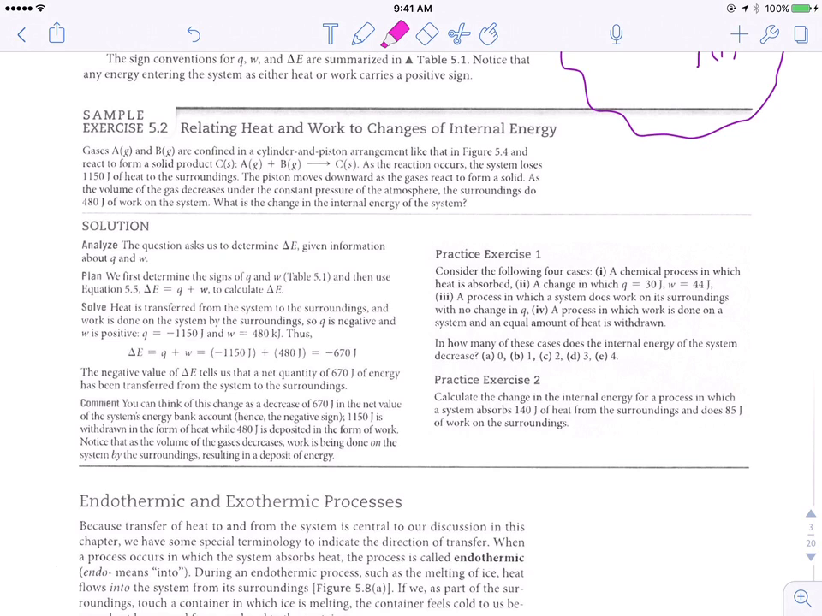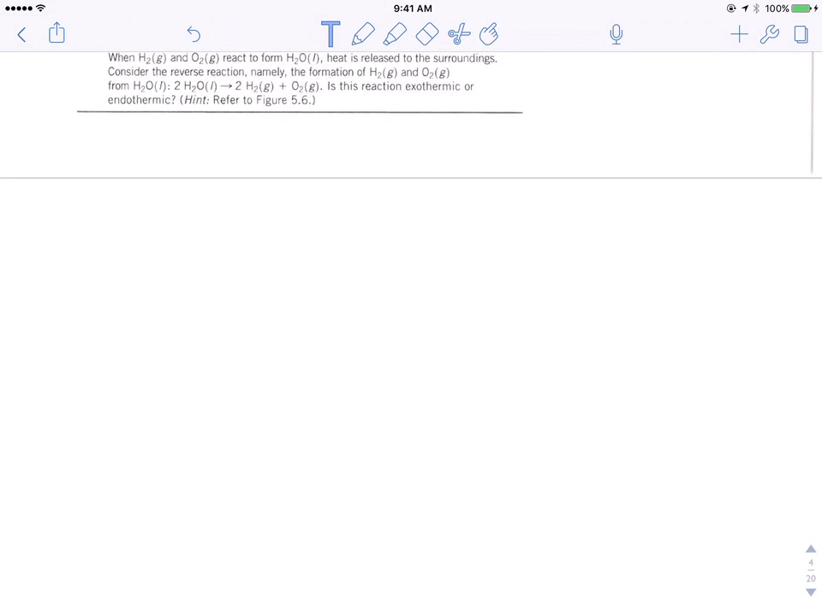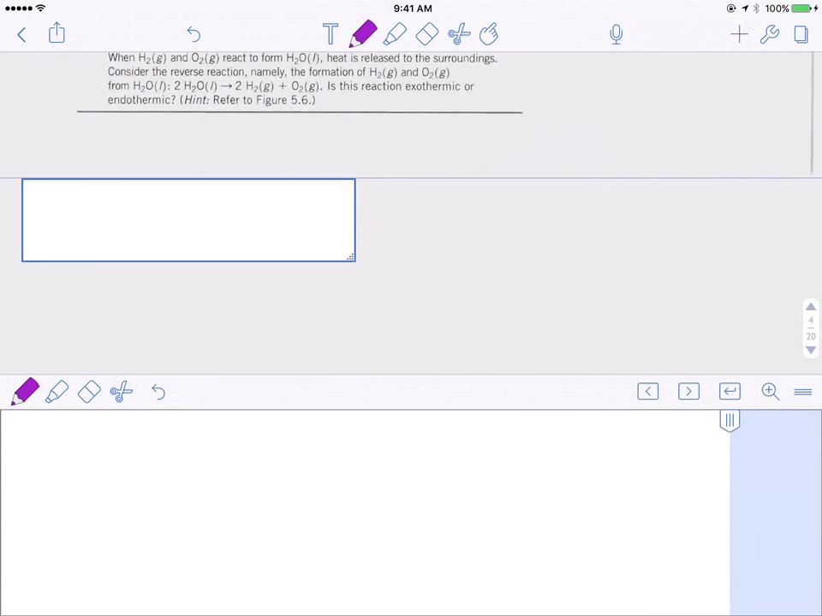So here's a quick example. I'm not going to go over that. You can go over that on your own. I do want to talk about this practice exercise too. So, to calculate the change of internal energy for a process in which the system absorbs 140 joules and does 85 joules of work on the surroundings. Okay, so what do we have? Practice example 2.